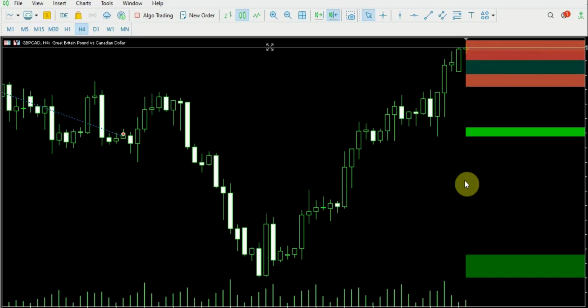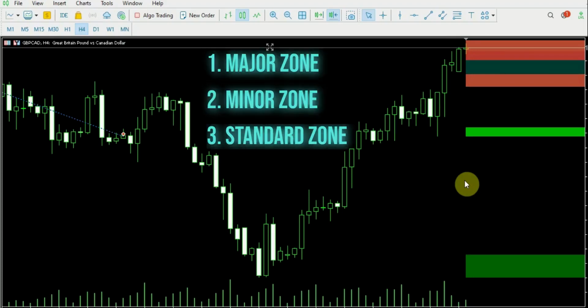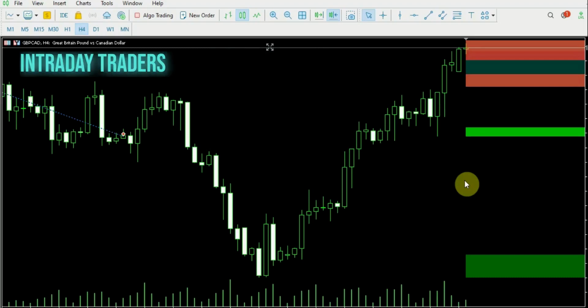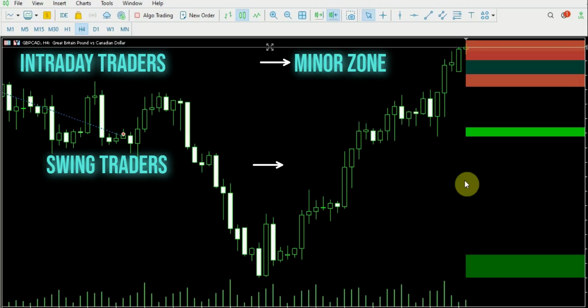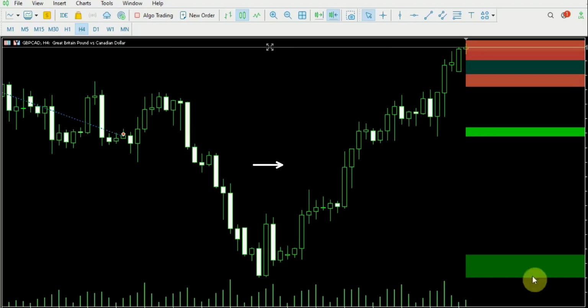Whether you're an intraday or swing trader, it works exceptionally well. Our indicator has three zones: the major zone, the minor zone, and the standard zone. For intraday traders, I'd suggest using the minor zone, and for swing traders, the major zone would be suitable for you, okay? Right now we're seeing all three zones overlapping with each other, but I want to show you each zone individually, okay?